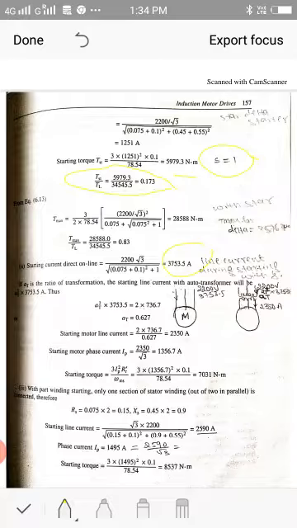Now instead of direct, this is shown here. Okay, this is shown in this diagram. The motor is directly connected and 2200 volts is applied. You are going to get this much of current, 3753.5 amperes of current is being drawn by the motor during starting. Now I am going to use an auto transformer.